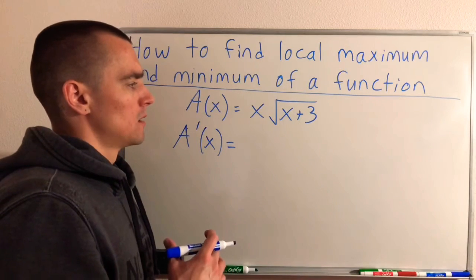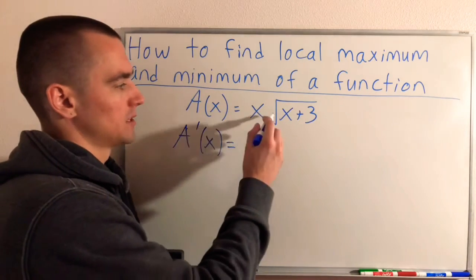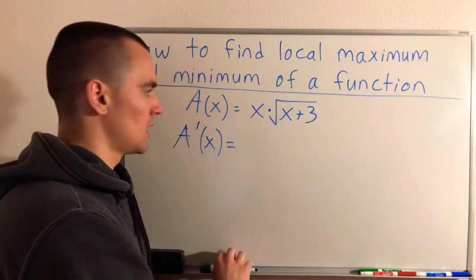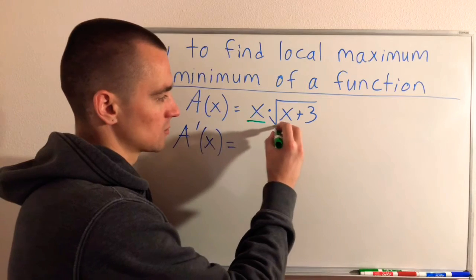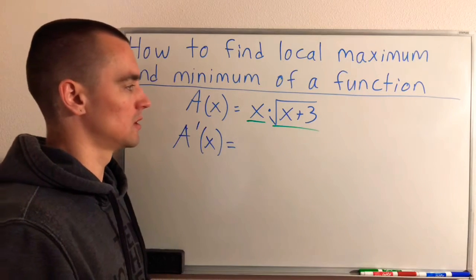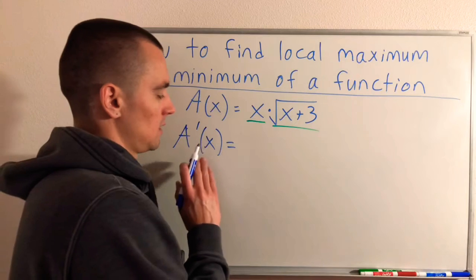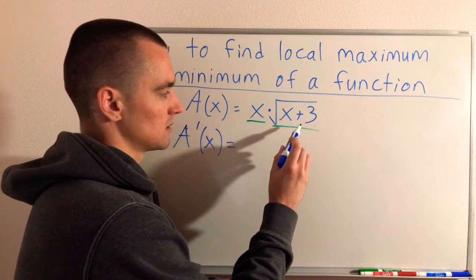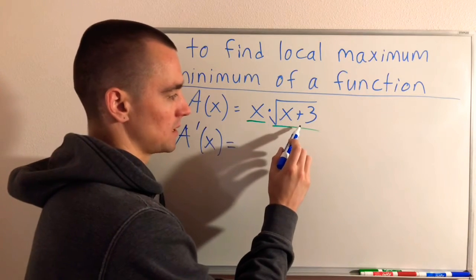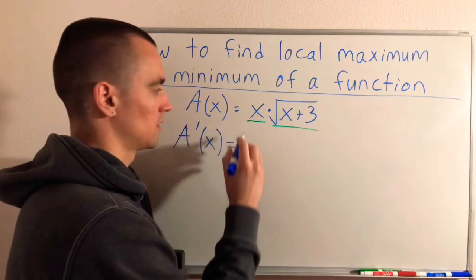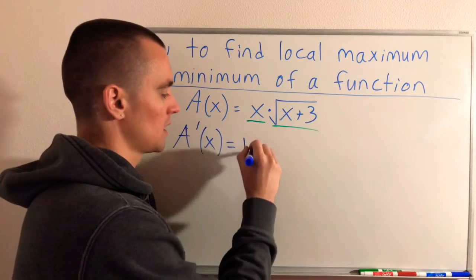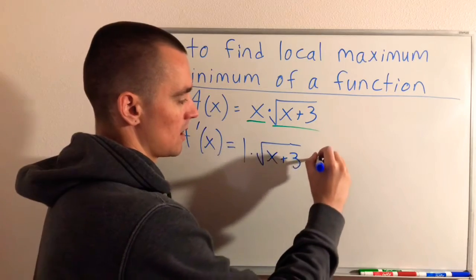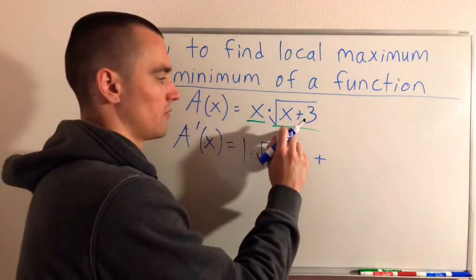So the product rule says that the derivative of this function, which is the product of these two functions here, right? We have x as one function and the square root of x plus 3 as our other function. The product rule says that this derivative is going to be the derivative of the first piece times the second piece plus the derivative of the second piece times the first piece. So we'll take the derivative of x, which is just 1, times the second piece, and then plus the derivative of this piece.